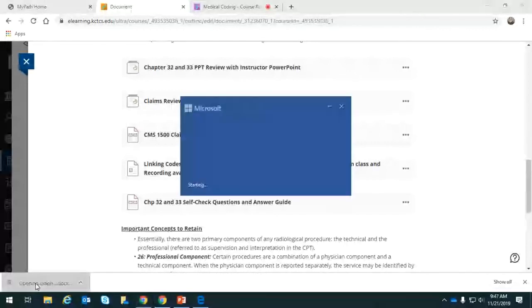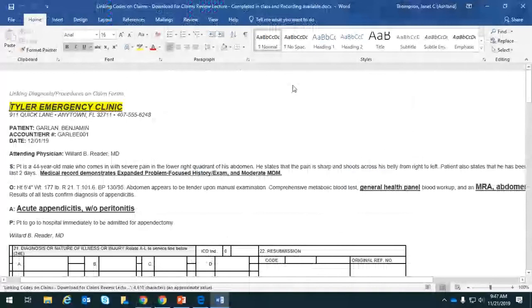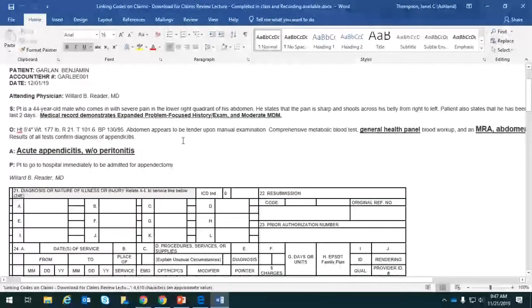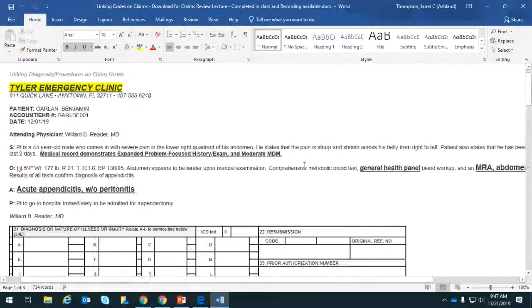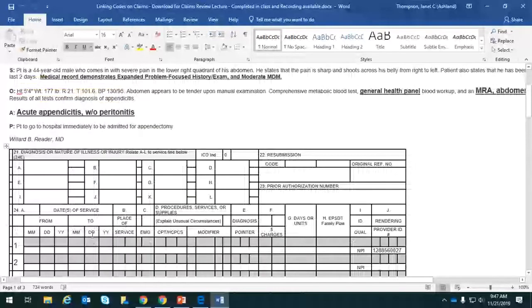On exam 4, I have 3 cases that are just like this that you're going to fill out. So I'm using this recording as my explanation for exam 4. That's the last question that you'll have. You'll have a document that looks just like this, and I have highlighted in the document what is being coded. You're going to put the diagnosis and procedure codes on there to complete this portion of the claim.